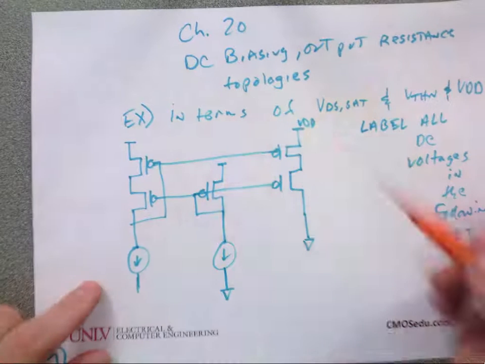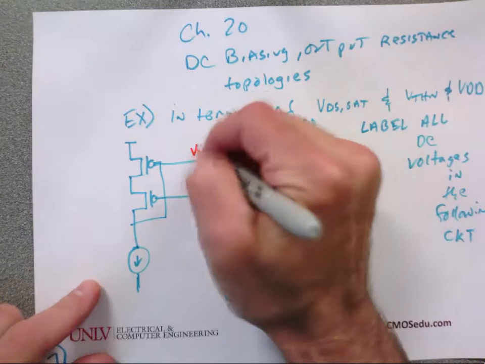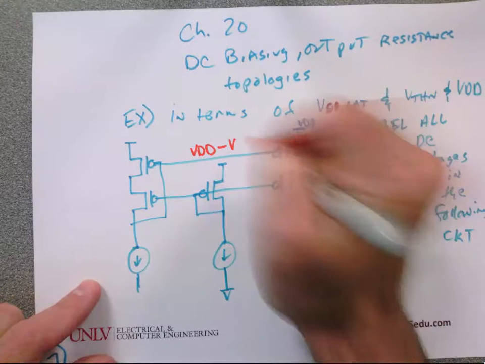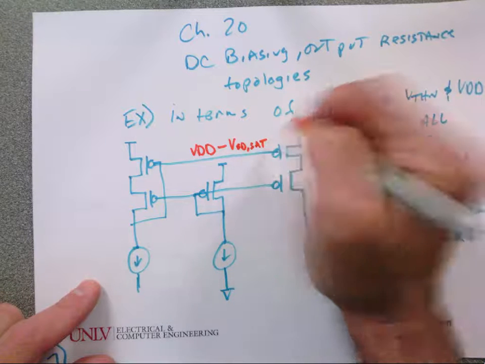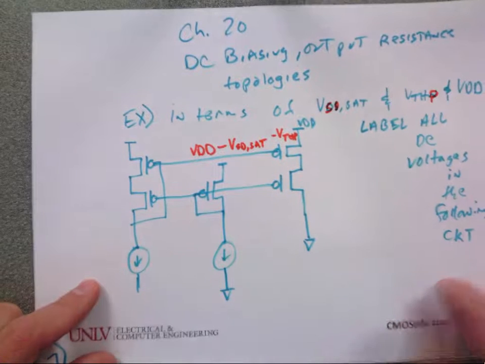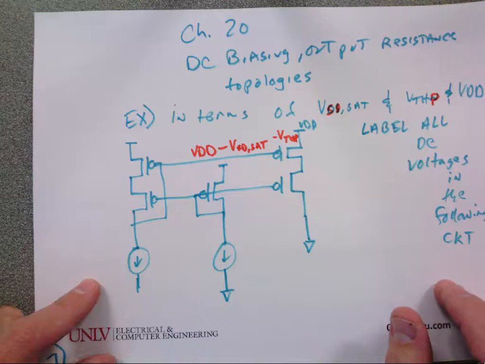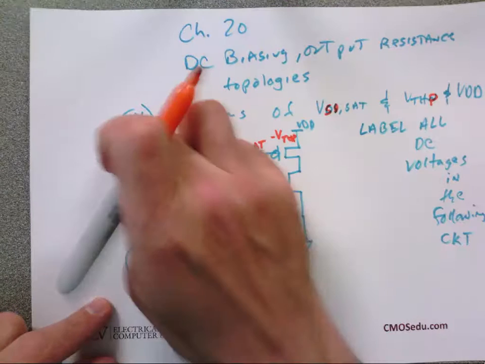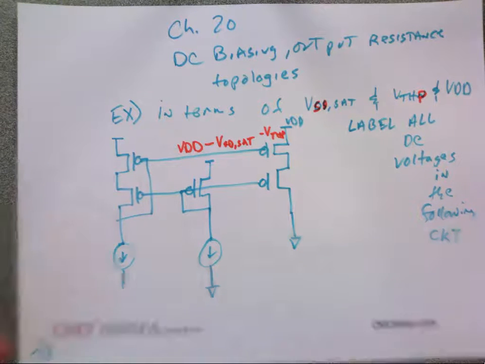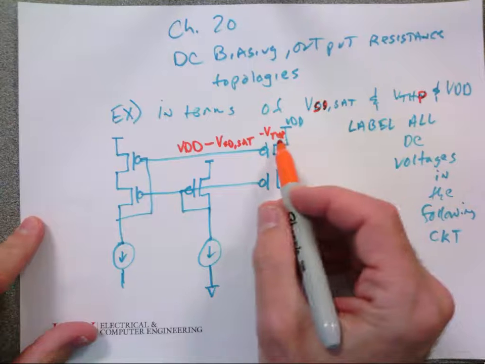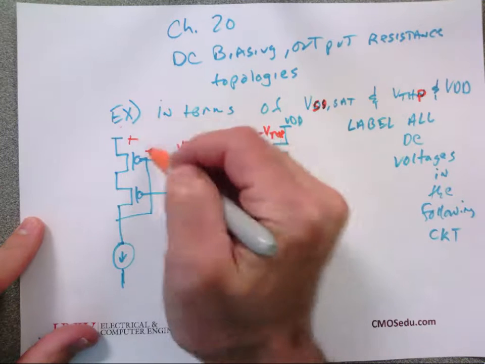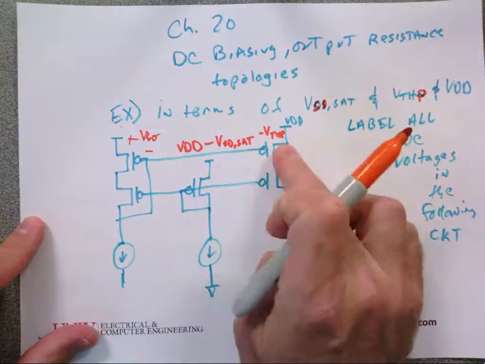What is this voltage here and why? Oops. Gee, I'm really blowing it. Okay, does everybody agree with that? Why? VSG is what? VSD sat plus V threshold P. So VDD minus VSG is this voltage here, because the VSG is VSD sat plus V threshold P.